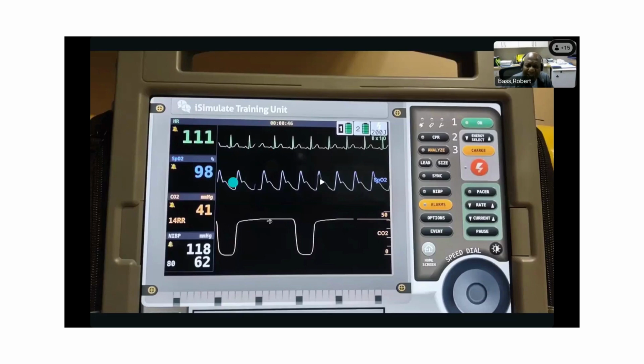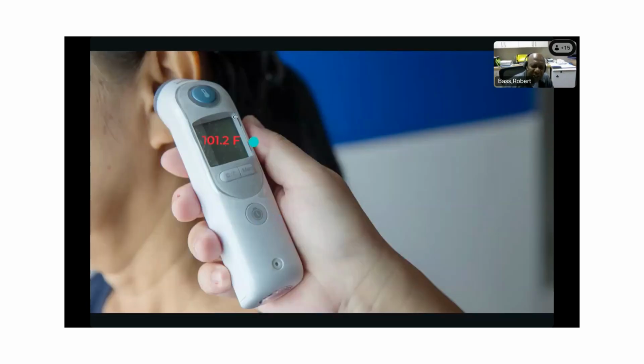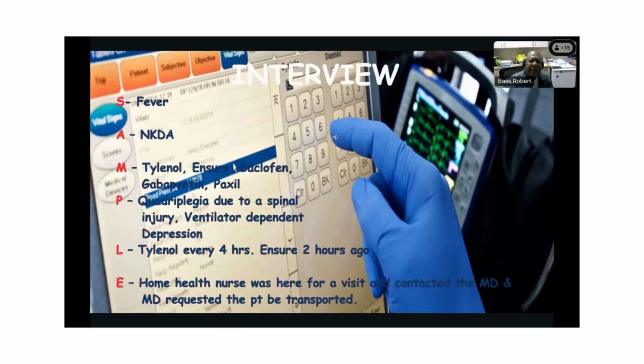You obtain a temperature on the patient, and you got a temperature of 101.2. So this could be the reason that he is tachycardic. You move further and you interview the caregiver or his mom. She states that he's had a fever, no allergies. His meds are Tylenol, Ensure, Baclofen, Gabapentin, and Paxil.